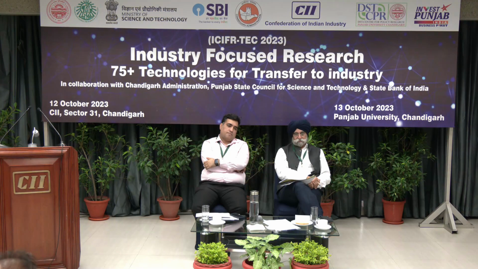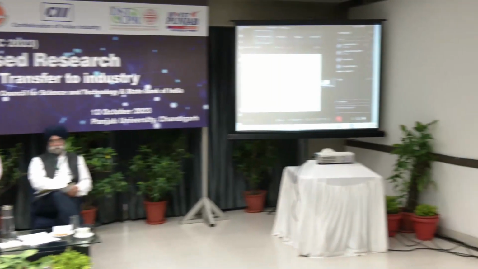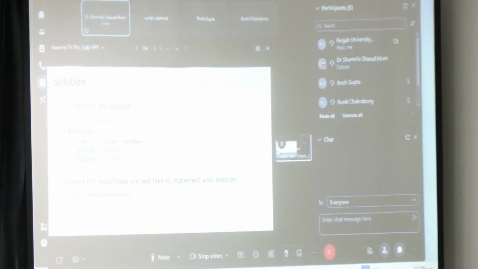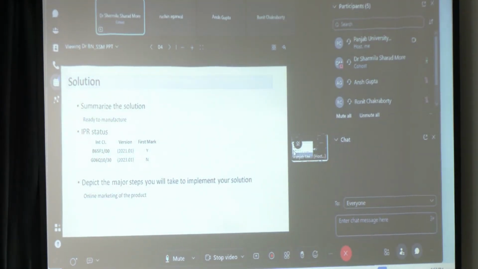So this is the problem we found and how it is addressed. It is useful to the Swachh Bharat program and the Clean City Green City program. As for the solution, we are ready to manufacture this because we are making this dustbin. These are our IPR status.